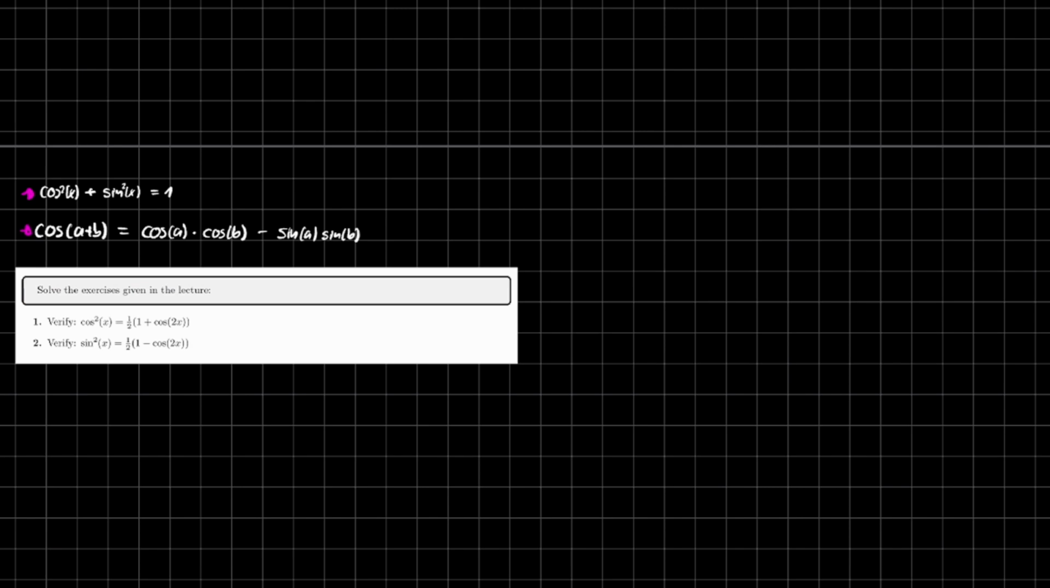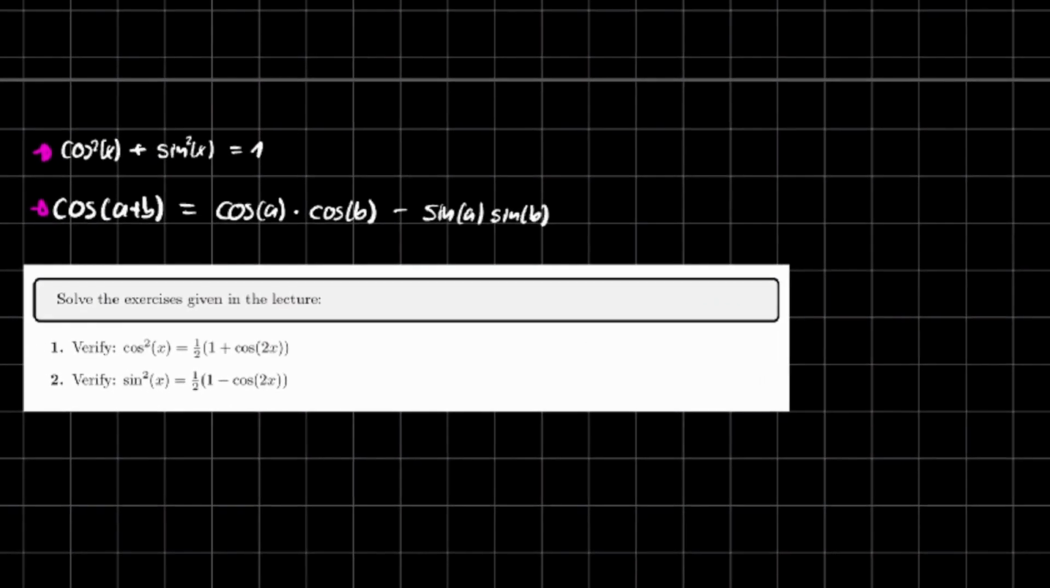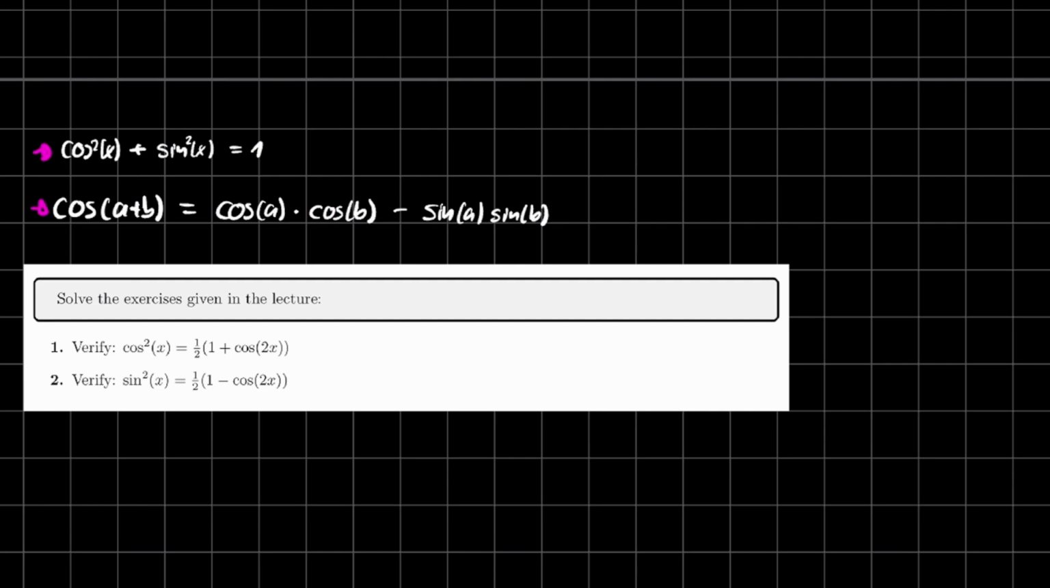Guys, today we're going to be working with cosine and sine and trigonometric identities again. So let's go ahead and try to solve these exercises. The most important things we have to learn are these two identities.